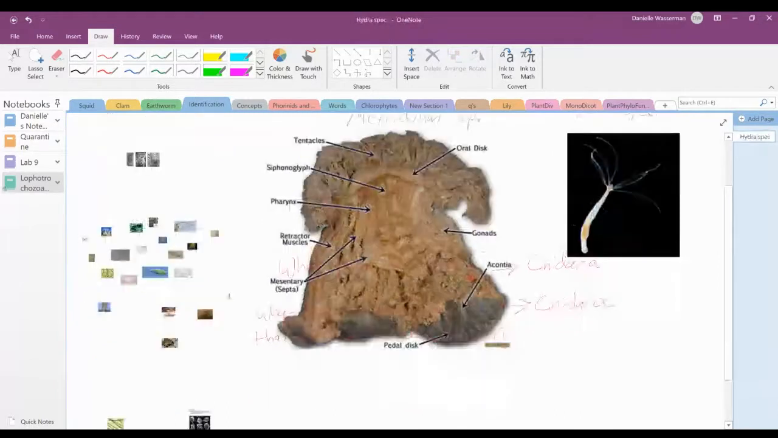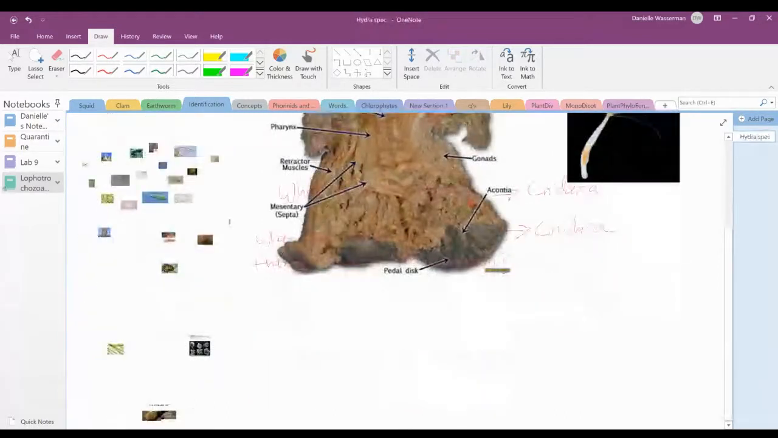So to report on this, I would have mentioned at some point that the important bits of anatomy, which are that they both share, a pedal disc, a stalk, a mouth opening, tentacles that have cnidocytes.